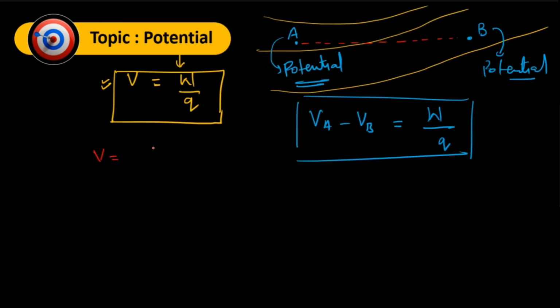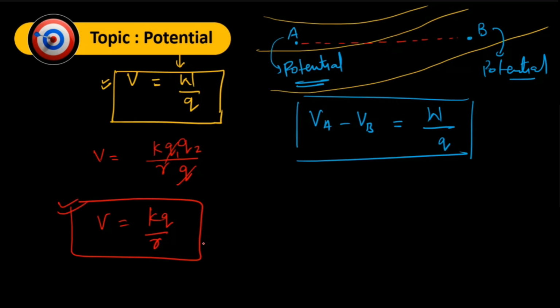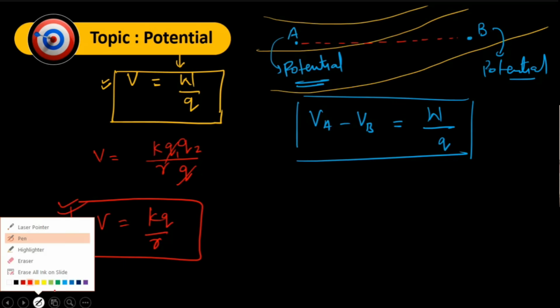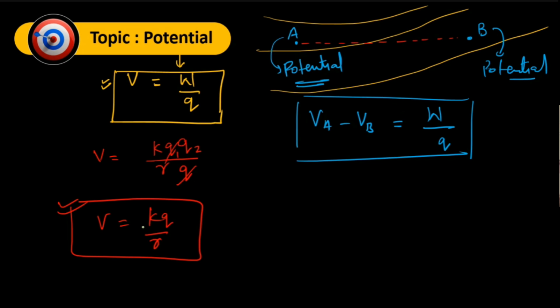What is work done? What we found, KQ1Q2 by R, and one Q is there, so one Q will cancel out. So potential is KQ by R. Now remember the formulas which we have seen so far. Is it not KQ2 over R, because you only canceled out one Q? This Q2 is question related. In the next question, you're going to understand why I have just removed that two. Q2 is not fundamental.